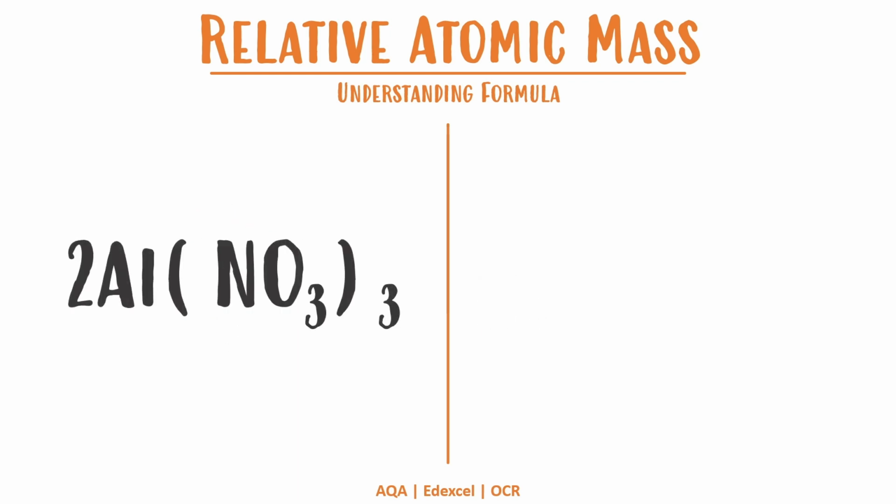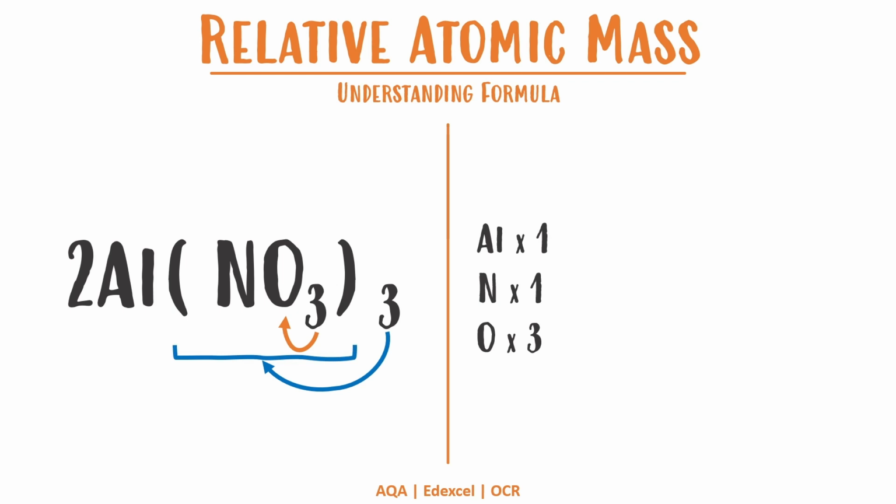And our final example on here, aluminium nitrate. The small number, again, applies to the element in front. So in this case, we'd have 1 aluminium, 1 nitrogen, and 3 oxygens. And whenever we have a bracket and a number outside, we just expand the brackets. So in this case, 1 aluminium, 3 nitrogens, and 9 oxygens. And we'll not forget the 2 in front as well, multiplying everything again by 2. 2 aluminiums, 6 nitrogens, and 18 oxygens.